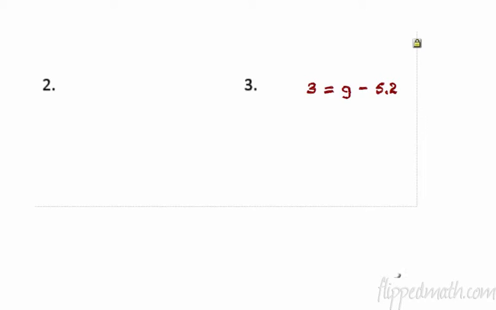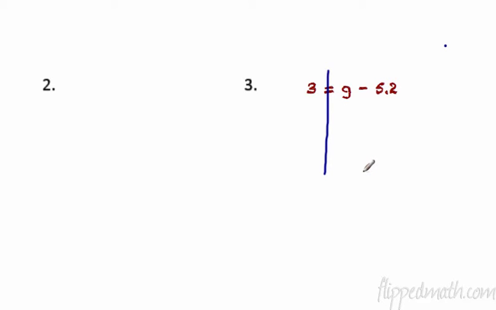All right, next example. 3 equals G minus 5.2. There's two reasons I picked this problem. Number one, the variable's on the right-hand side, which doesn't make a difference here. And the other reason I picked it is because we have a decimal. That also doesn't make a difference.